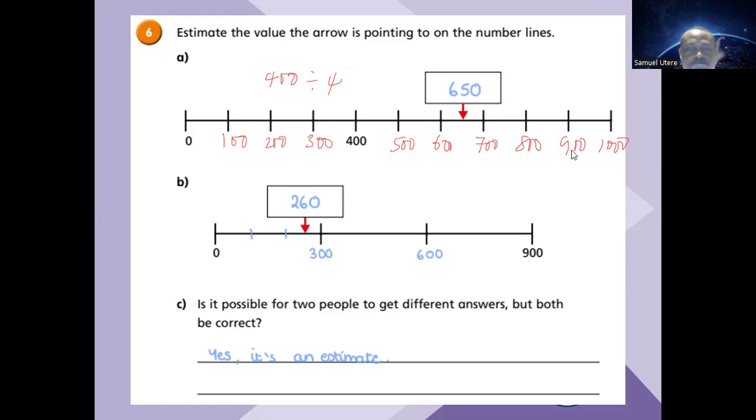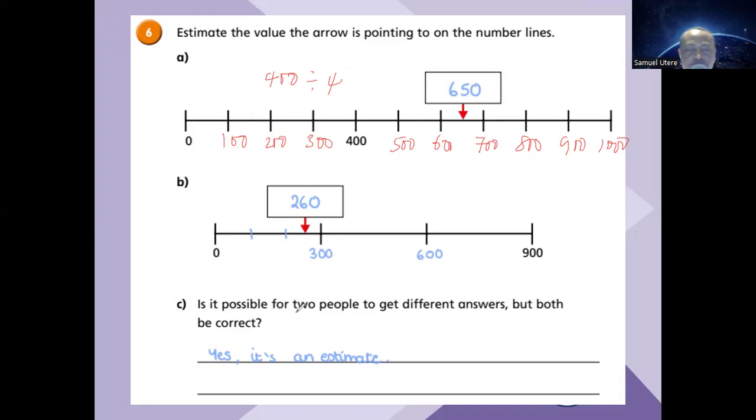And then for this one, we can use the same approach. We see that we have 900 and then we have 3 intervals. So if we do 900 divided by 3, that will be 300. So each interval is worth 300. So if we have 300 here, we can split 300 into 3 equal parts. So this is 100, that is 200. So that position should be about 260. You can see it's a little bit past halfway between this position and that position.